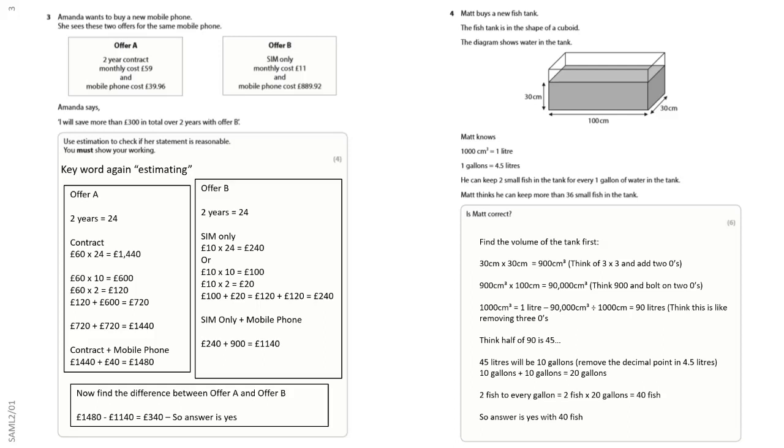Then think half of 90 is 45. 45 litres will be 10 gallons. Remove the decimal point to 4.5 litres. 10 gallons plus 10 gallons gives you 20 gallons. 2 fish to every gallon. 2 fish times 20 gallons equals 40 fish, so the answer is yes with 40 fish.